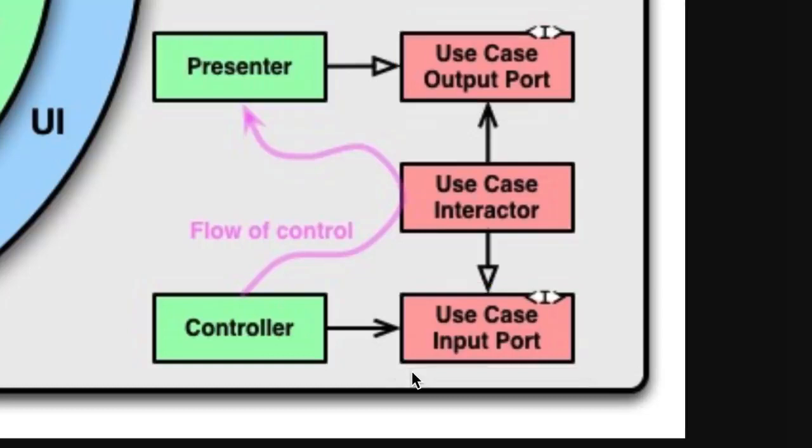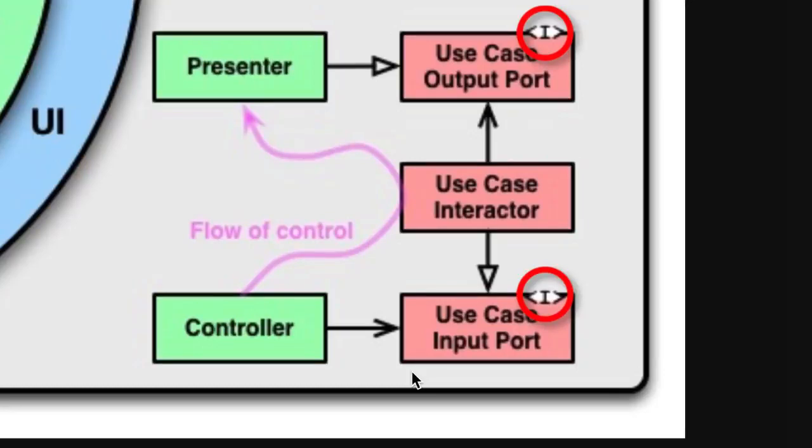And you'll notice there's a tiny uppercase I in the corner. And so that tiny uppercase I stands for interface. That means that the use case input port is an interface that is satisfied by the controller. And the use case output port is going to be an interface that will be implemented or satisfied by the presenter.